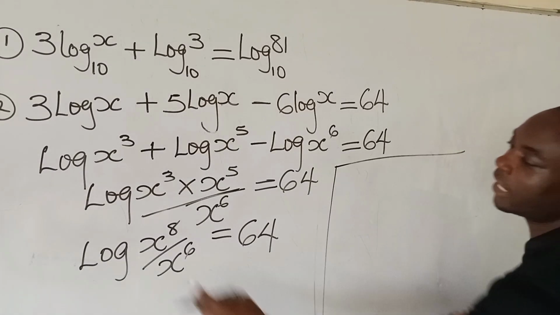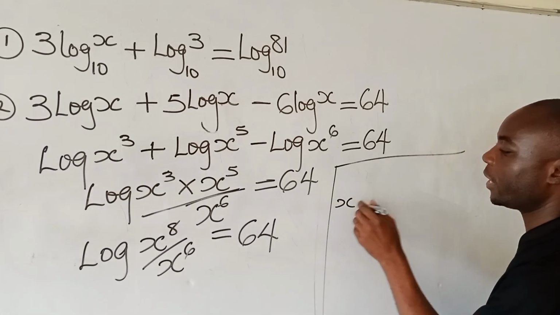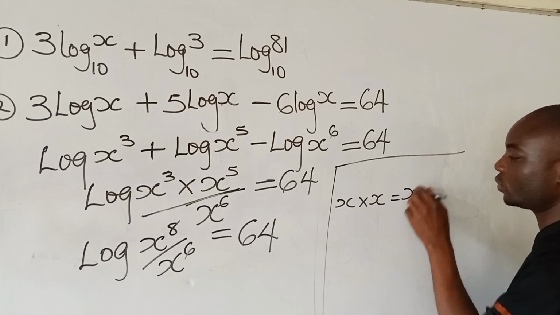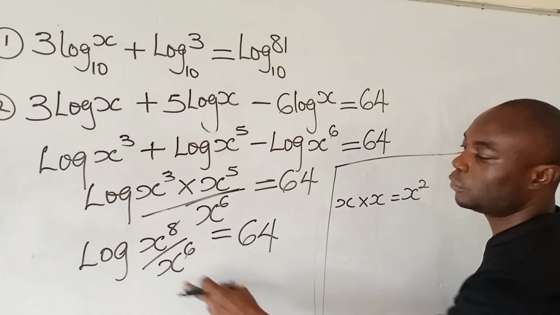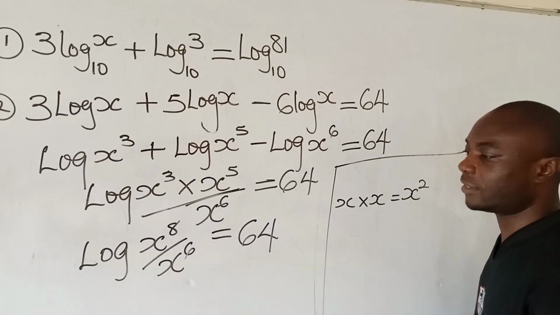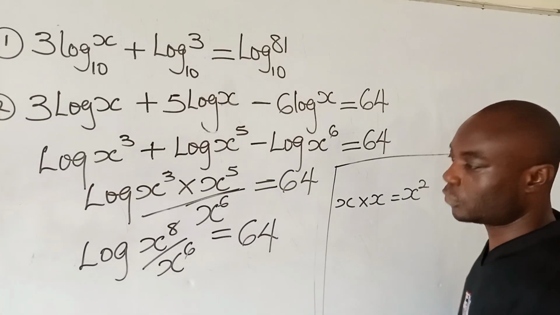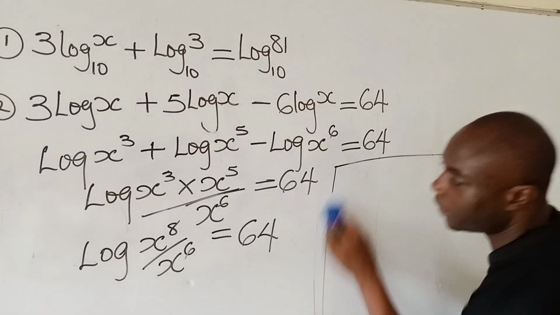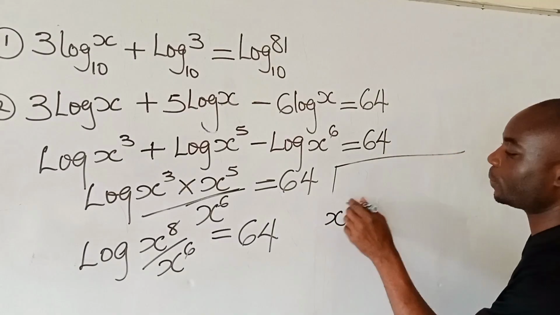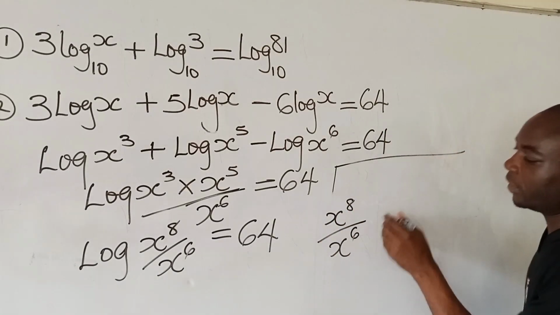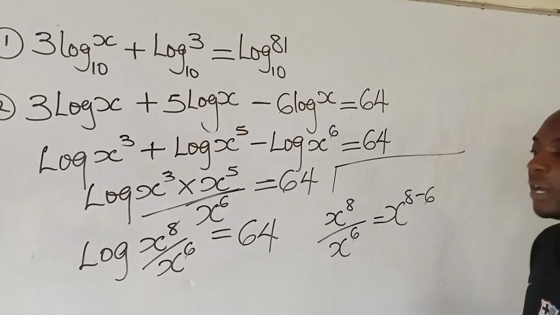Alright, so in doing this, x raised to the power 8 divided by x raised to the power 6 can be reduced. That's because x times x means x raised to the power 2. So if we multiply x times itself 8 times, it will give us x raised to the power 8. And if we do that for x raised to the power 6, we have x times x times x in 6 places. So when we cancel out, we'll be left with x raised to the power 2. Or simply put, in indices, we have been made to understand that division changes to subtraction. So x raised to the power 8 divided by x raised to the power 6 is the same thing as saying x raised to the power 8 minus 6, and this is x raised to the power 2.